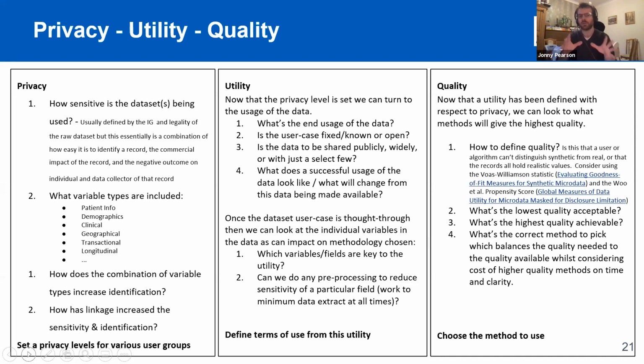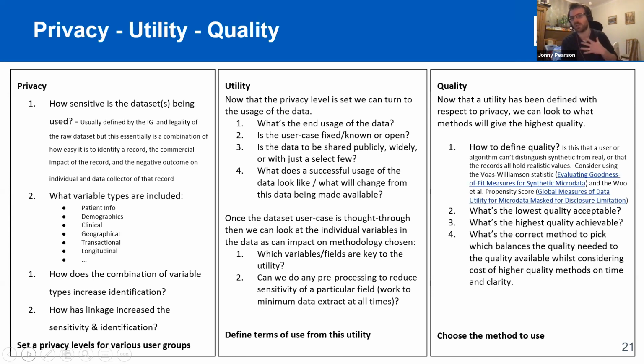And the reason for asking all those questions is the two questions further down, because once we know the utility and the usage, you can start to look at individual variables and very much say which variables are key, which ones can we actually do some pre-processing on in some way and reduce the sensitivity within those variables. We should always be working to a minimum data extract at all times.